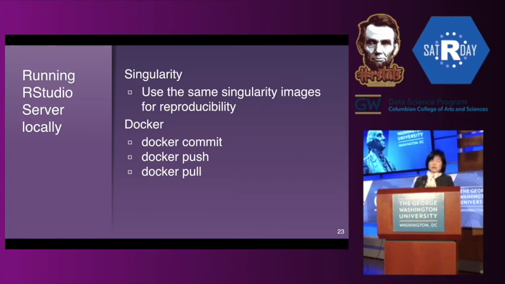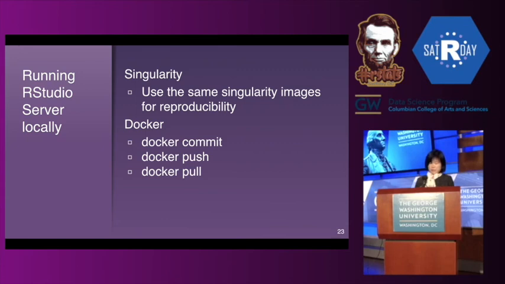And for Singularity, you can just save the image and then you can start your RStudio server with that image and you get the exact same environment as before. And for Docker, what you can do is when you are using it, you can commit your changes and then you push it to Docker Hub and then you pull it down when you need it and you will still get the same environment.